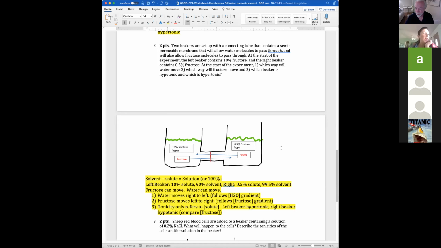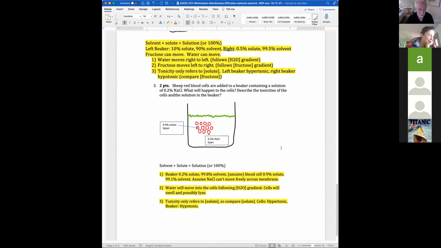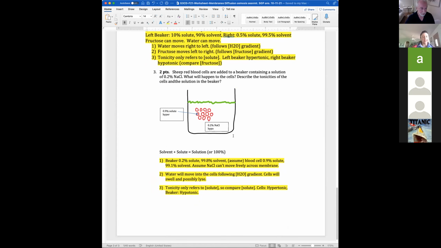Thank you, Professor. Okay, let's go through the last question. That's about the sheep red blood cells put in a beaker containing a solution of 0.2% sodium chloride. So again, I drew a picture of it here. Here's a beaker of 0.2% sodium chloride. And the red circles are the red blood cells. And so we have to think about what the concentrations are. The question wants to know which way water is going to move, and then what the tonicities are.